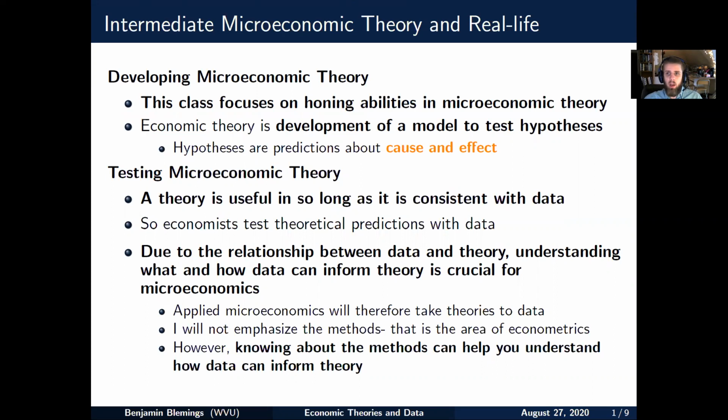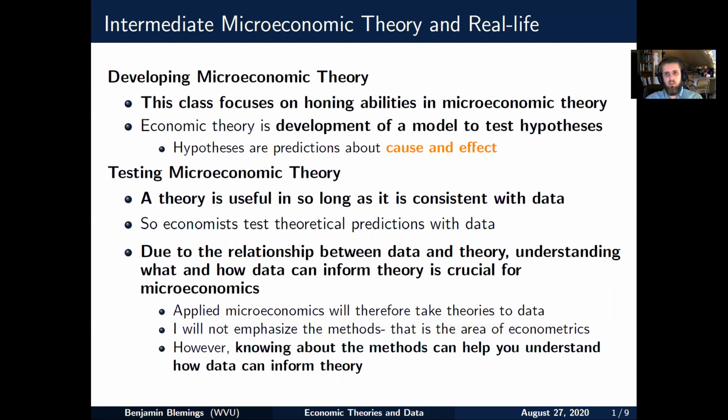So applied microeconomics takes what we're doing in this class in microeconomic theory and tests it in the real world with data. That falls under the umbrella of econometrics, the applied part of economics. You have to take econometrics to really learn how to take the theory we're developing in this course and apply it more widely. Knowing about these methods can help you understand how data can inform the theory.